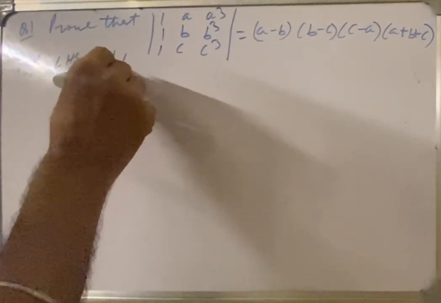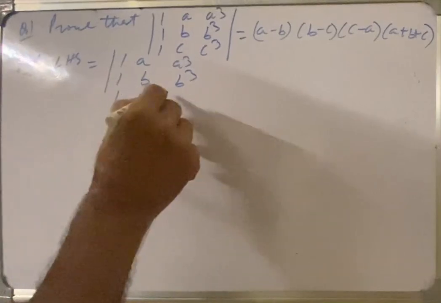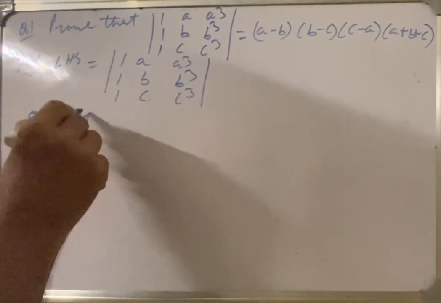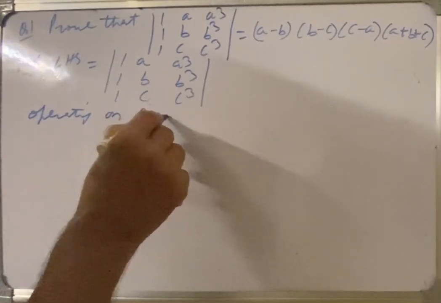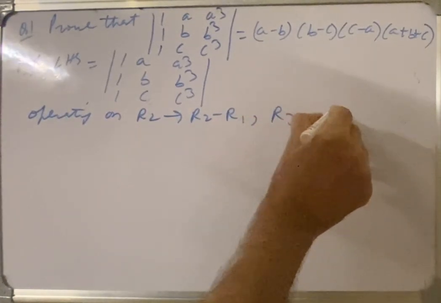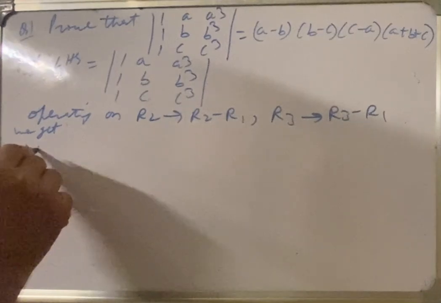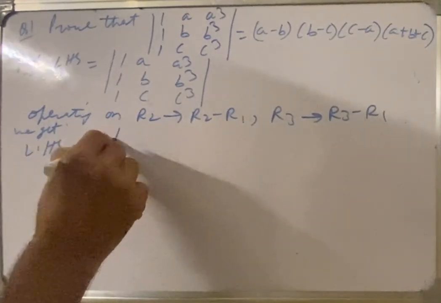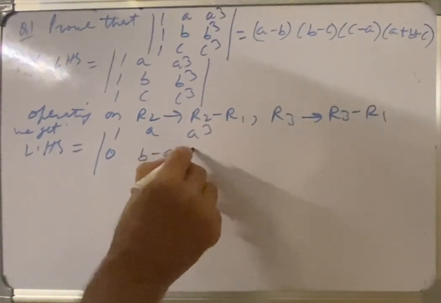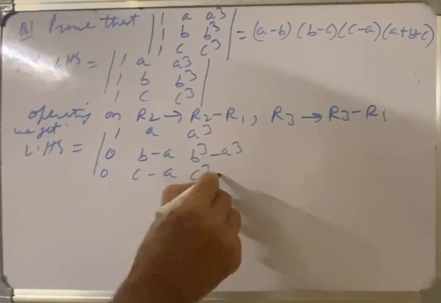Proof: left hand side determinant is 1 a cube, 1 b cube, 1 c cube. Then operating R2 is equal to R2 minus R1 and R3 is equal to R3 minus R1, we get left hand side is 1 a cube in the first row, second 0, b minus a, b cube minus a cube, third 0, c minus a, c cube minus a cube.